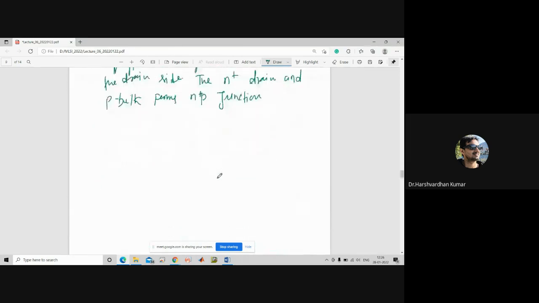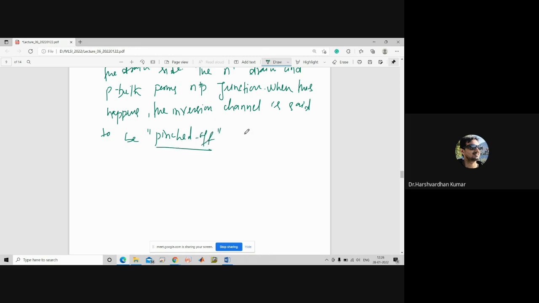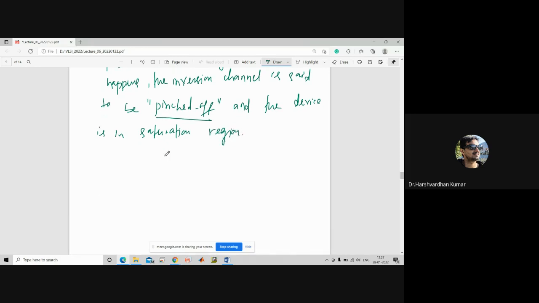Okay, so when this happens, the inversion channel is said to be pinched off, and the device is in the saturation region, right?